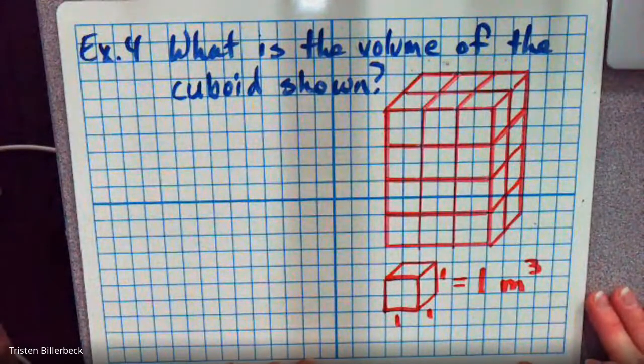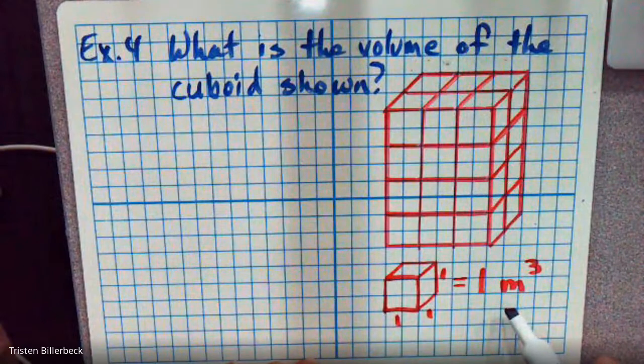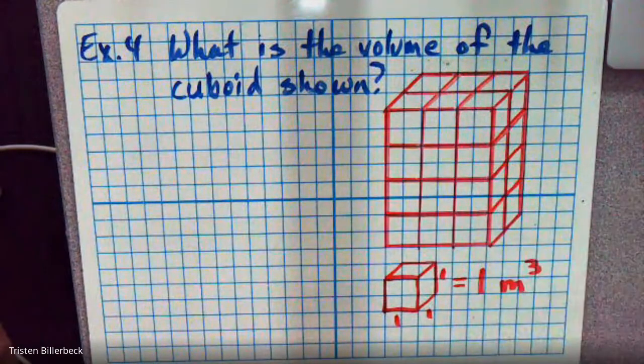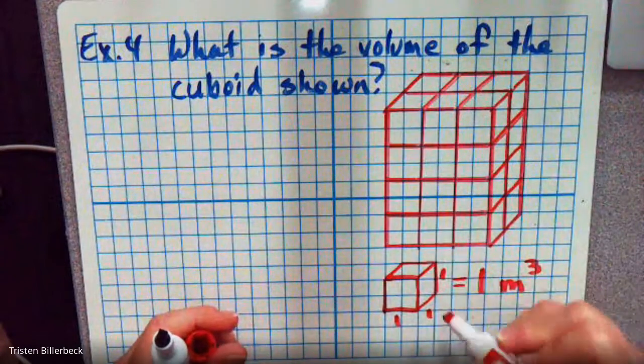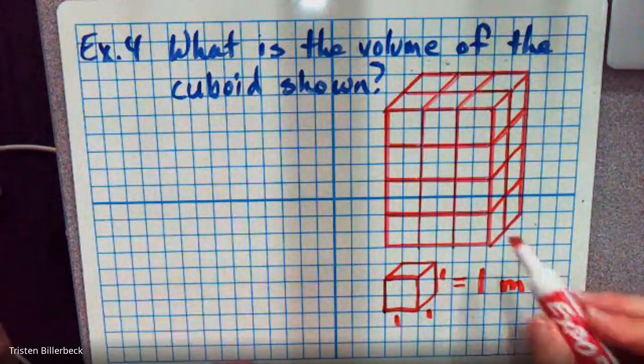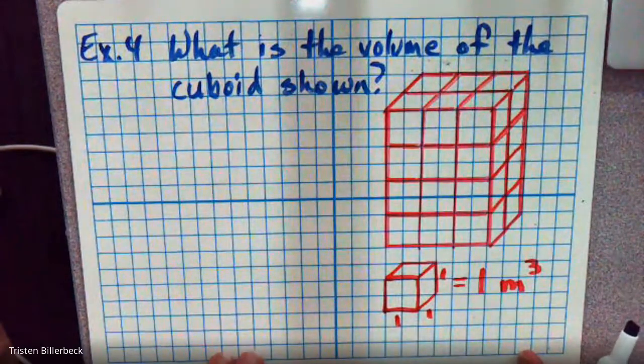So what is the volume of the cuboid shown? Okay, if each one of these blocks right here is 1 meter cubed, okay, so this is actually supposed to be the same thing as that. So maybe I should make that just a little narrower. So that looks like, no, that's about right. It just looks different. Okay, so anyway, this is 1 meter cubed.